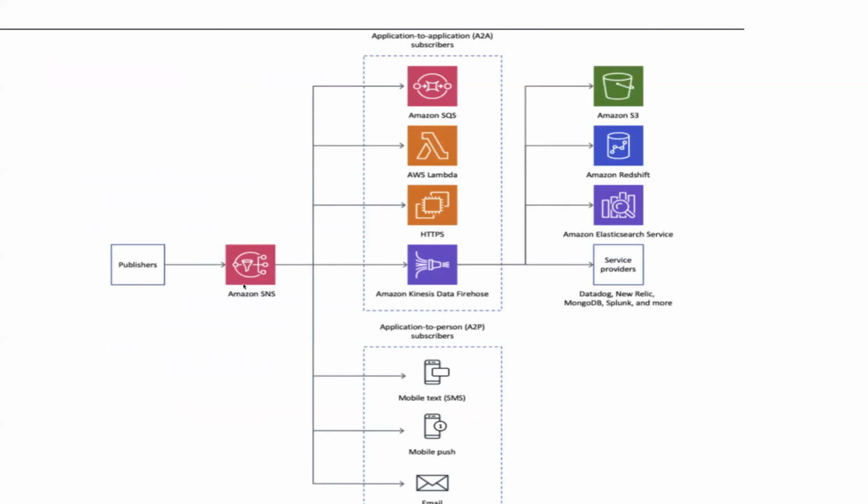So this is an architecture. This is what you can do with SNS. I like the visualizations because it makes things easier. So you can use SNS to do your Data Firehose and stream. You can use it for SQS, Lambda function, HTTPS endpoint. And see, you can even use them for mobile texting, mobile push, email. And then you can trigger a Kinesis Data Firehose that streams from something like that.